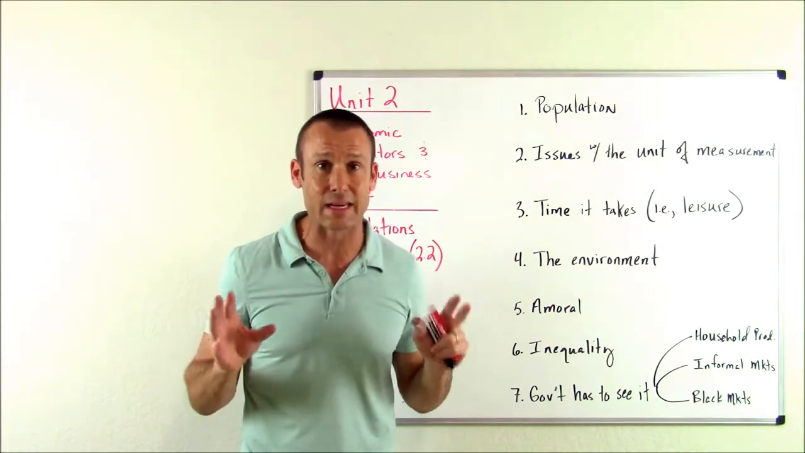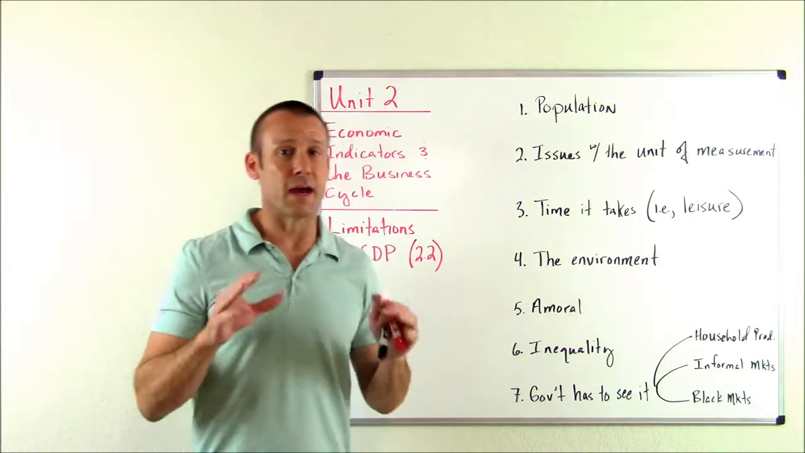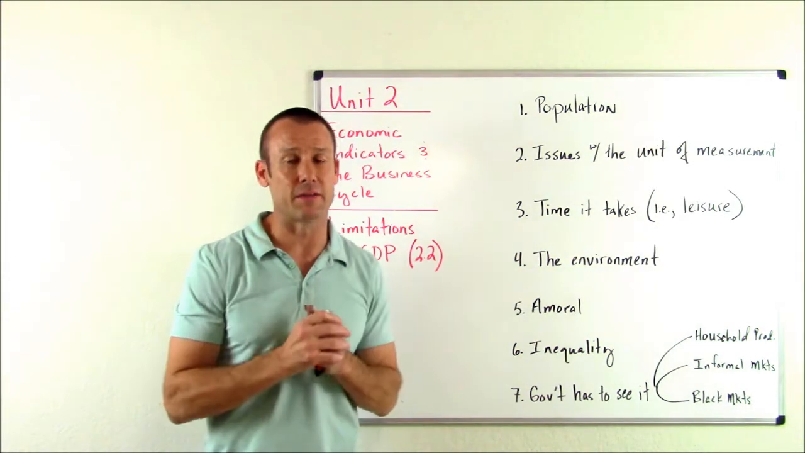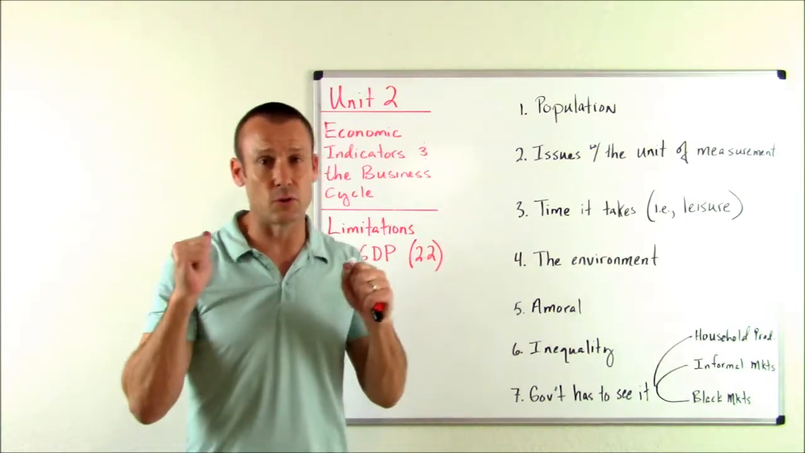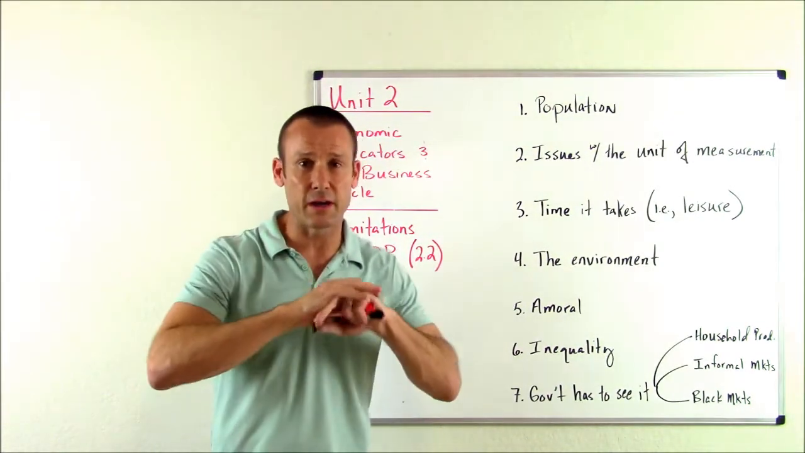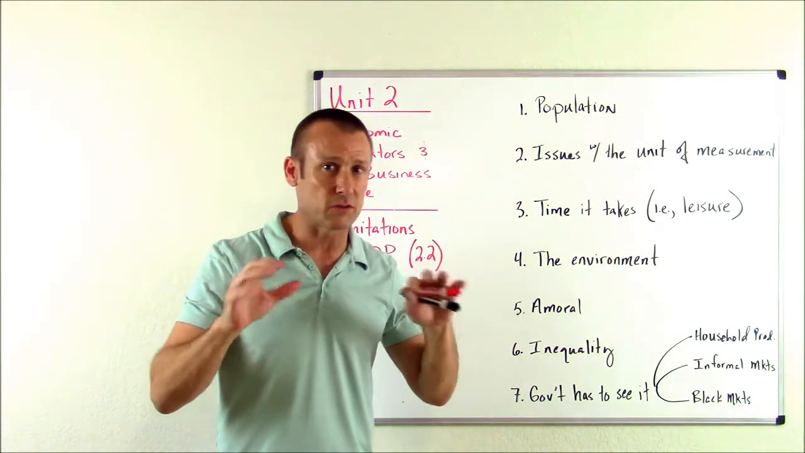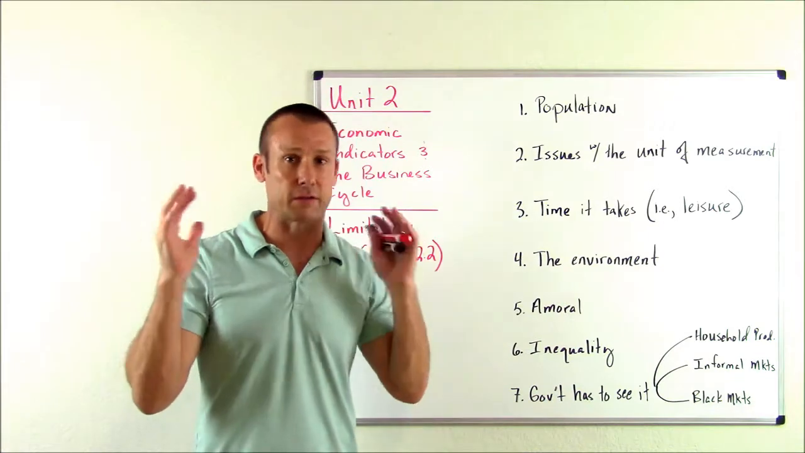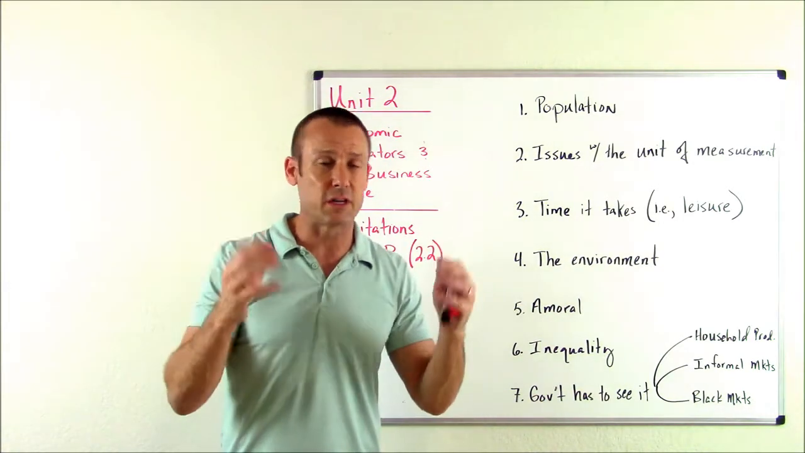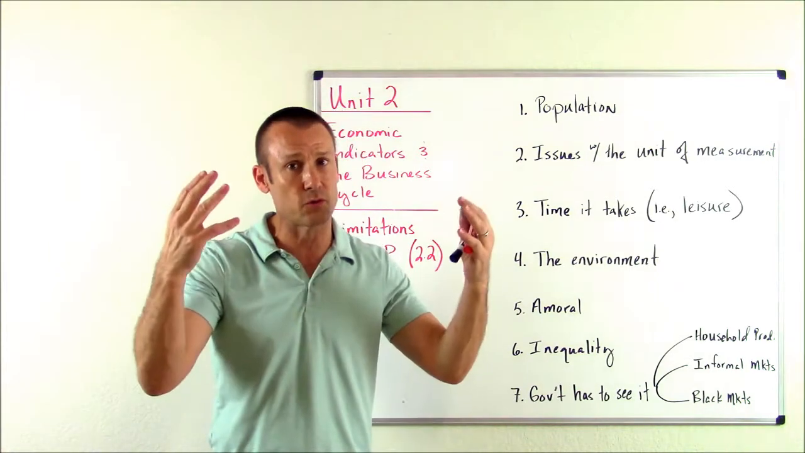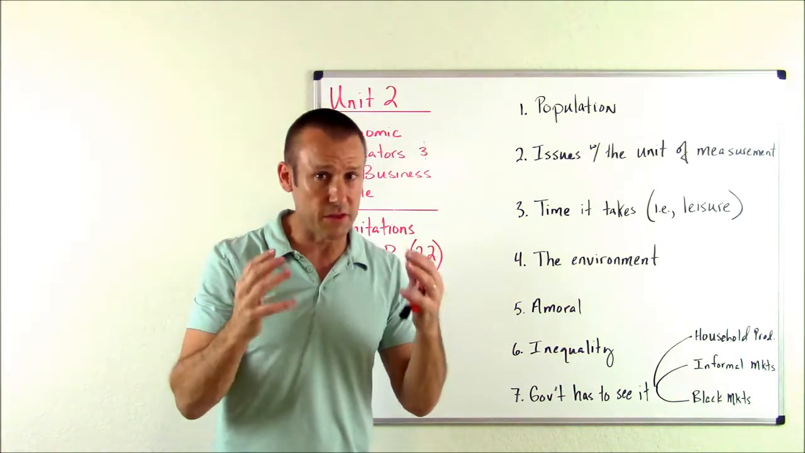GDP just completely ignores that. Let's go to number four, the environment. Guys, GDP, really bad on the environment. GDP doesn't care much about the environment at all. If you go into a forestry area and you totally deforest it, if you go into the Amazon, start chopping trees down and selling those trees, hey, GDP value's going up as you sell those trees, and so GDP's going up, but you're hurting the environment.